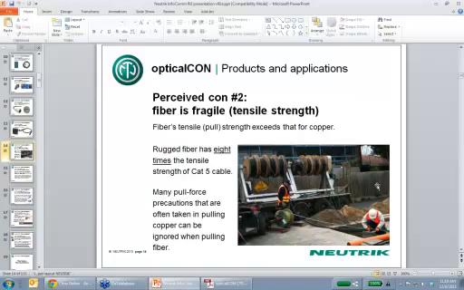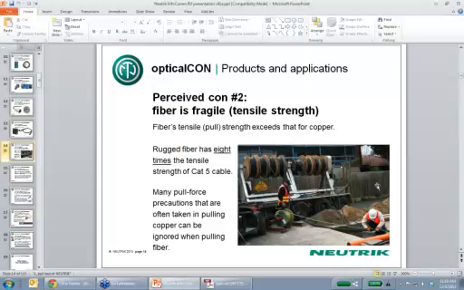Another perceived con about fiber, this is a little bit outside of our area, is the tensile strength of fiber. In other words, the pull strength, if you were to pull a cable, the pull strength of fiber is actually higher than that for copper. This is sort of a surprise to people, that if you pull on glass, it's going to be harder to pull the glass apart than if you pull on copper. The copper will shred more easily.